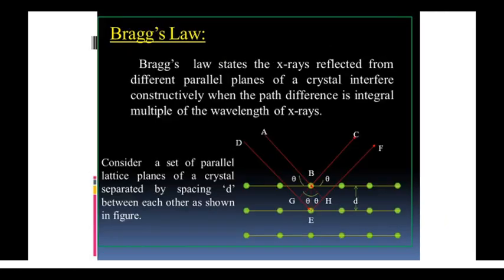And we already said that Max von Laue and Lawrence Bragg made the solution that they used the atoms as the diffraction grating. So they considered parallel lattice planes of a crystal. See, this is the crystal having atomic planes, atoms equally spaced, so that the separation between the planes is given as d.